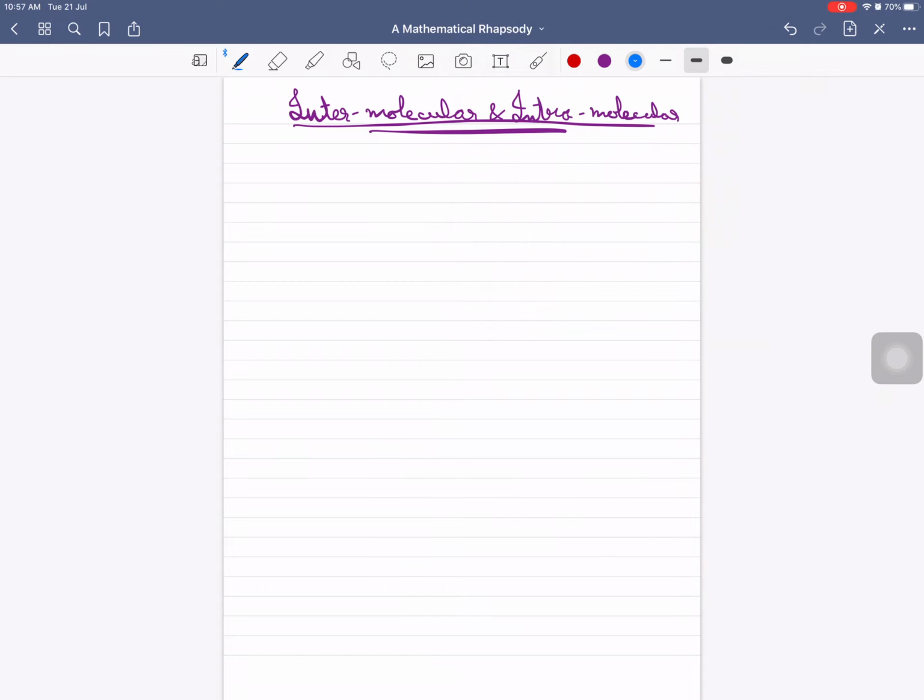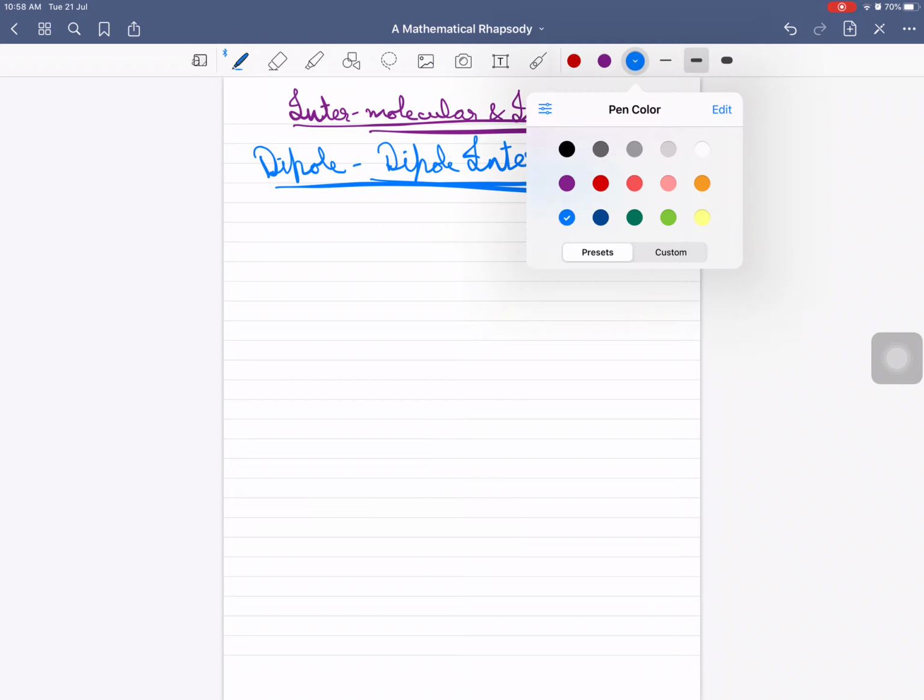Now let's take a quick example of dipole-dipole interactions. It is between two poles, as you can guess. Let's take acetone.